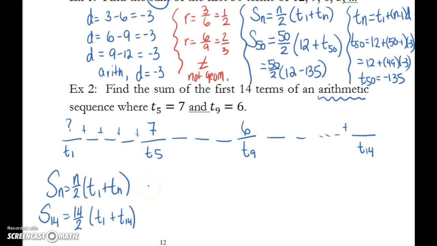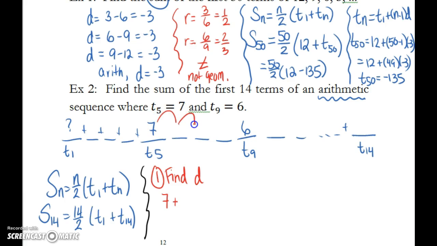So we're going to have to find them both. And in order to do that, what we're first going to have to do is find our common difference, D. So let's find D first. We're going to pick a term, so let's say 7, because we don't have a lot to work with, and ask ourselves, how many D's are we adding to get to our next known term, 6?